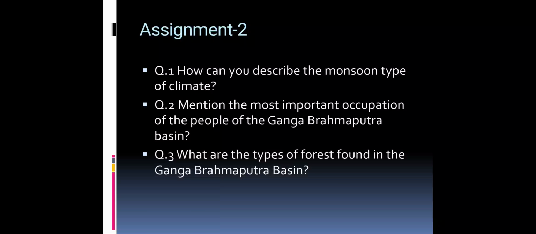Question number 3. What are the types of forests found in the Ganga Brahmaputra basin? If you can recall, I told you 3 different types of forests which are found here. You only have to write the names of those forests. I hope everything is clear.